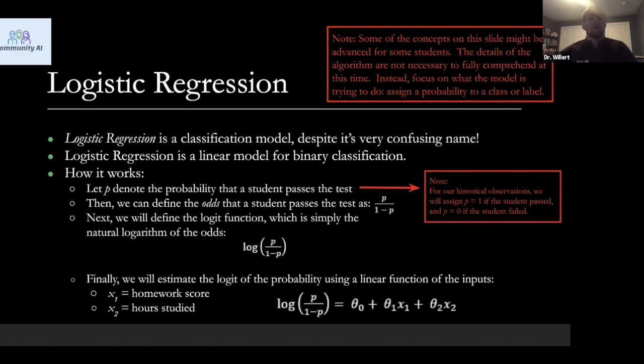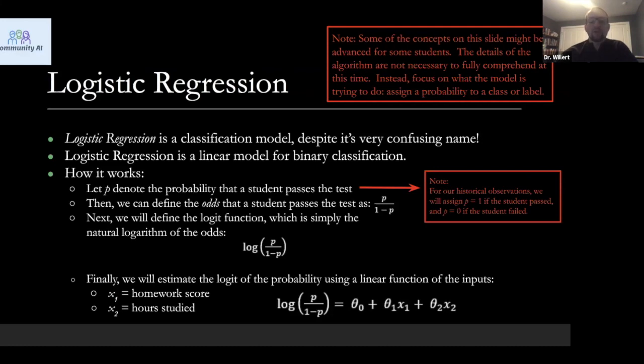So let's begin by talking about logistic regression. As I've noted on the top of the screen here, some of the concepts might be a little advanced, and it's not necessary that you follow every bit of the derivation that we're about to go through, but let's just focus on what the model's trying to do. It's really trying to assign a probability to a class or a label. So logistic regression is a classification model, despite its very confusing name.